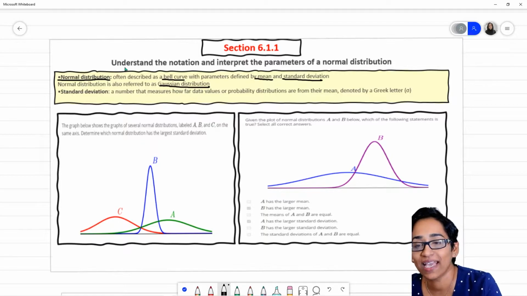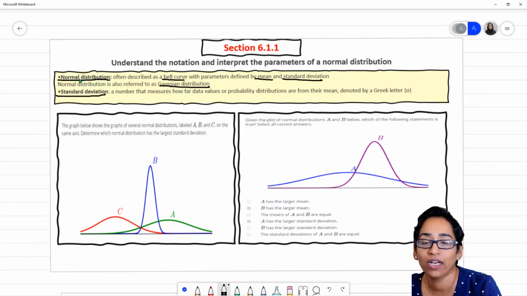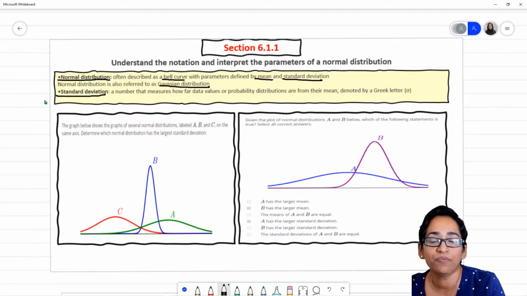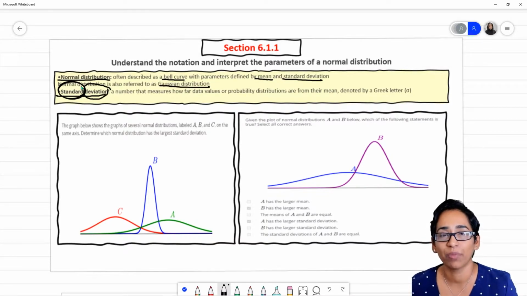Now let's go ahead and take a look at what is a standard deviation. We know what a mean is, it's the average, right? But what is a standard deviation? The word deviation should give you some kind of hint along with the word standard. So when I'm saying deviation and I'm saying standard, that means I am deviating at a standard rate.